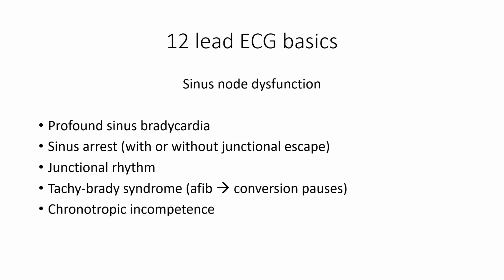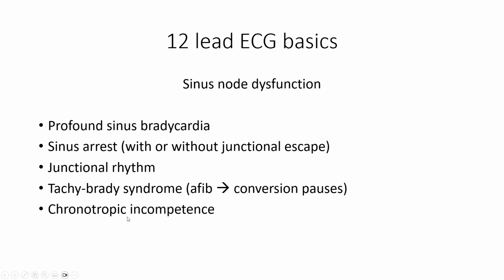So sinus node dysfunction is highly variable. Sometimes people can just have baseline sinus bradycardia that's likely asymptomatic, or it can go all the way to having the sinus node arrest completely. Sometimes that's accompanied by a junctional escape rhythm, sometimes not.